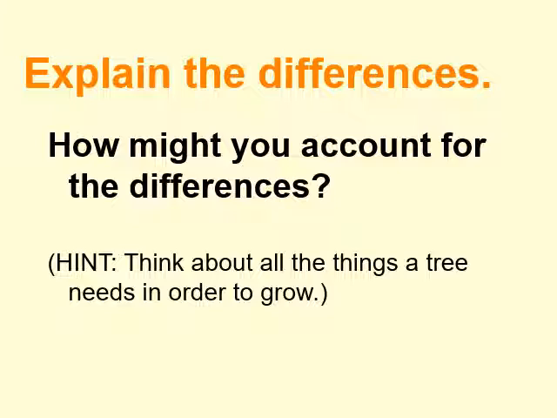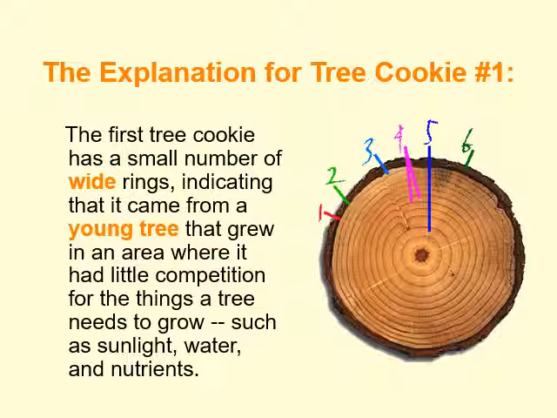So how do you think, if those trees are the same size and diameter, and the second tree is clearly older, what could make for those differences? Why is the second tree older and only as big as the first tree, which is only 13 years old? Well, tree cookie 1 has a lot of wide rings, and so it's a young tree that grew in an area where it didn't have much competition for its resources, so it probably had access to sunlight, water, nutrients, and space. So it was able to grow quickly and put on lots of sapwood each year.